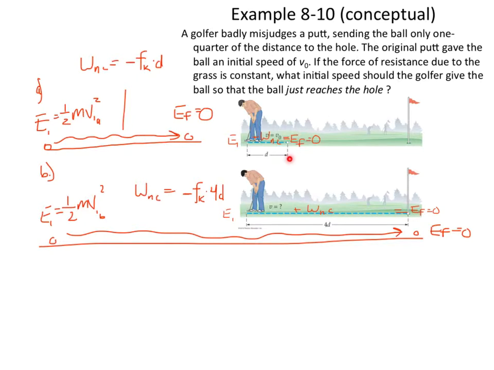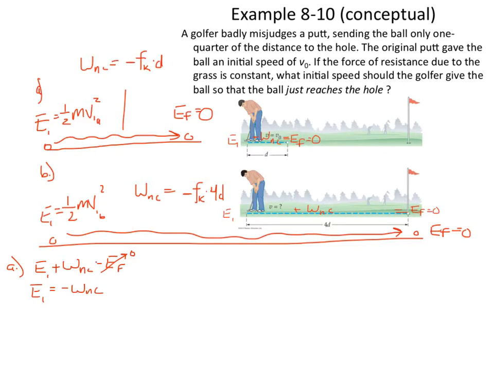Okay? So let's make a statement about the initial velocity for the first putt and then see how the second initial velocity should compare to it. Okay, so for A, right here, we're going to say energy initial plus the non-conservative work equals energy final. All right, well, energy final is 0.